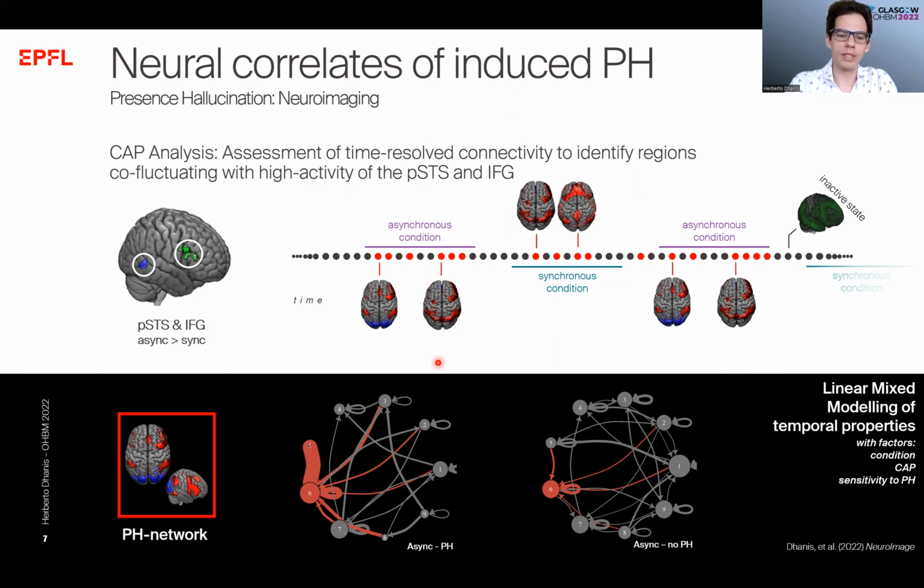And what we found was that in the asynchronous condition where the presence hallucination is induced, and for participants that are sensitive to it, we see a shift in the transition probabilities of all the co-activation patterns to favor a single co-activation pattern that we're calling the presence hallucination network. This was not observed if you were not sensitive to PH or in any other condition.